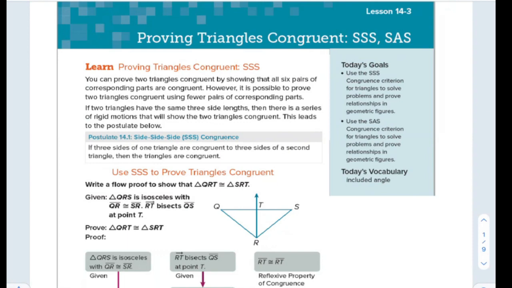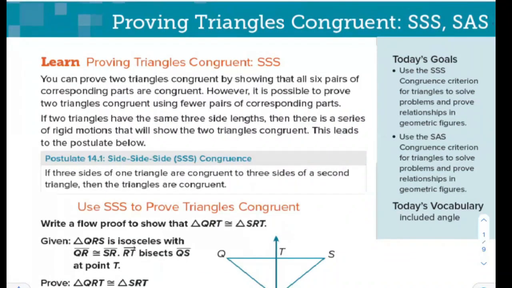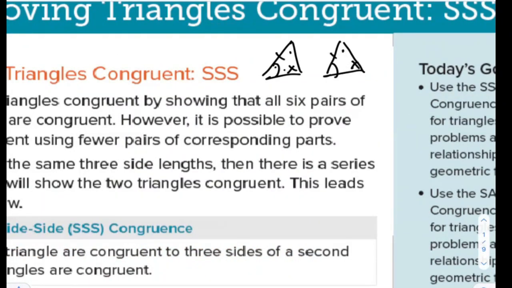Now, let's start by learning proving triangles congruent by SSS. Let's understand that SSS stands for side, side, side. What does that mean? In the previous lesson, we were proving that the triangle is congruent by proving that 6 corresponding parts are congruent. Means 3 angles in this triangle are congruent to the corresponding angles in that triangle, and also sides are congruent to their corresponding sides from the other side. 6 parts, 3 sides and 3 angles.